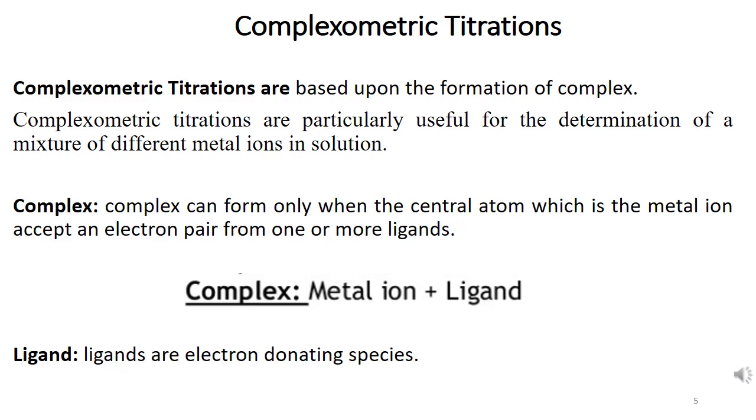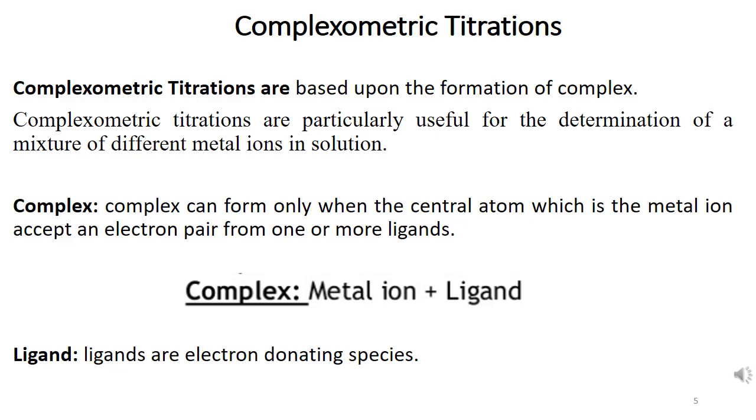And what is a complex? A complex actually forms when the central atom, which is the metal ion, accepts an electron pair from one or more ligands, then it is called a complex. You can say that a complex is a combination of metal ion and ligand. Metal ion is electron deficient and accepts electrons, and ligands are mostly electron donating species, electron rich species.